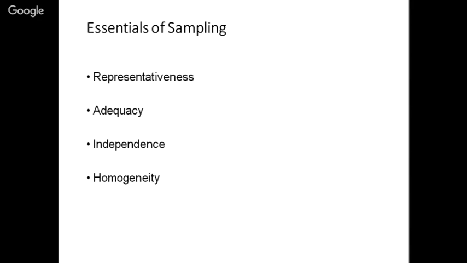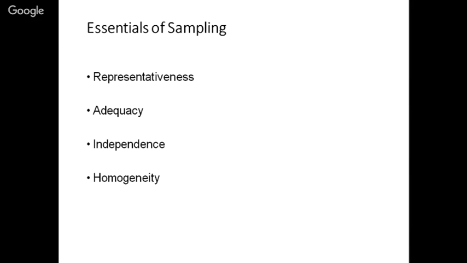Next is adequacy. Adequacy means the sample must be adequate, otherwise it will not represent the characteristics of that particular population. Independence. All the items should be selected independently. Means if I select one item at a time, there is no effect on the other items that I'm going to choose afterward. Every item has the same chance of being selected into my sample. This is considered as independent selection of sample.